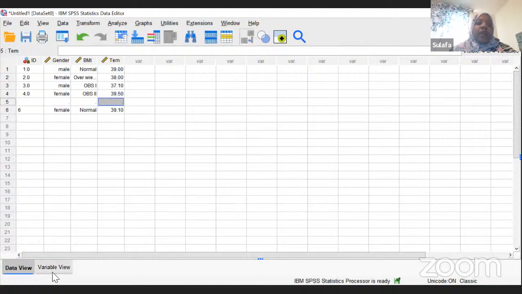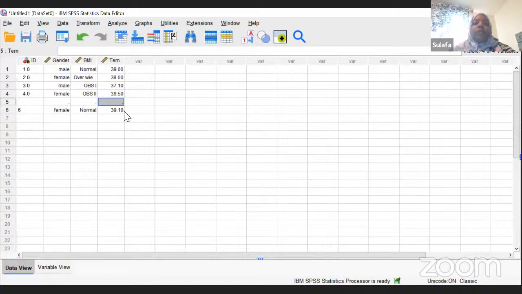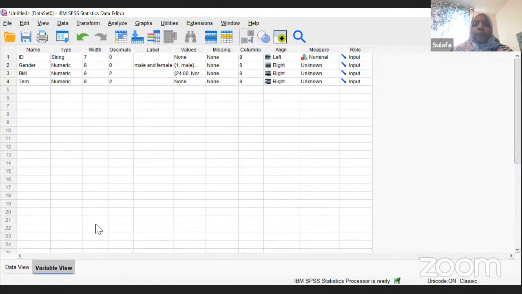So if we go to variable view, we can see the gender, BMI, and temperature. For SPSS, it's right justified and numeric, so automatically for these variables it will be dots. But ID is a character variable, so it will leave it blank. When you take a look, you will obviously see three numeric values missing and one character, or string, variable missing too.